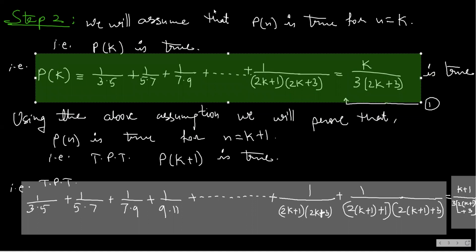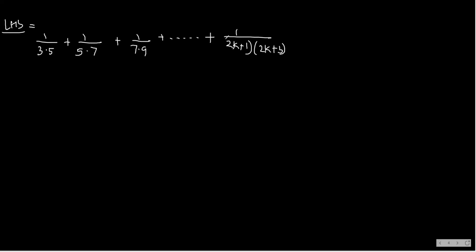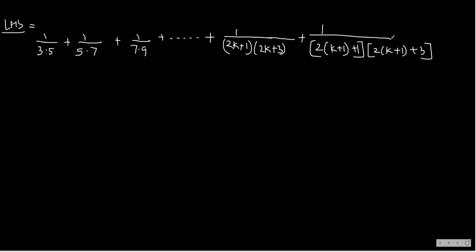So let's begin. I begin with the left hand side. What is the left hand side? So here I write LHS is equal to 1 upon 3 into 5 plus 1 upon 5 into 7 plus 1 upon 7 into 9 plus dot dot dot plus 1 upon 2k plus 1 into 2k plus 3, and plus 1 upon 2k plus 1 plus 1 into 2k plus 1 plus 3. This is my LHS. What will I do now?